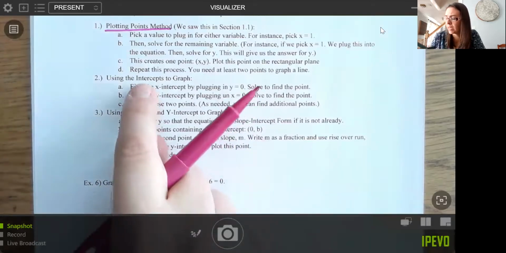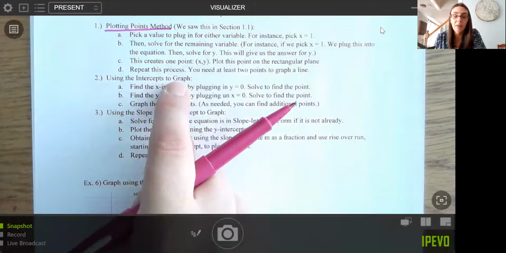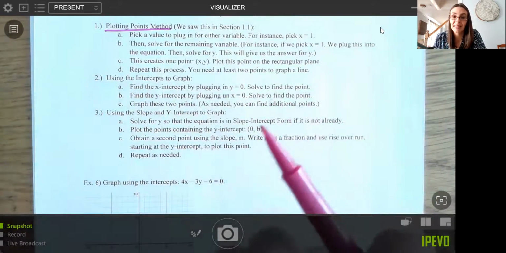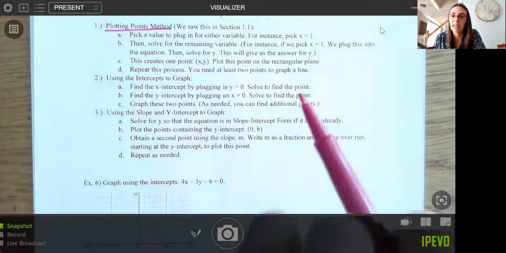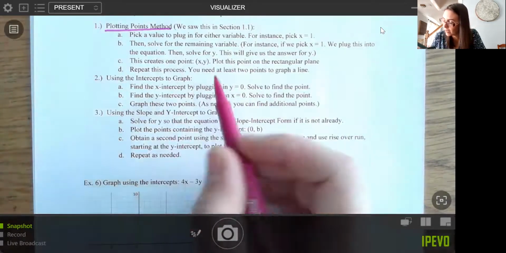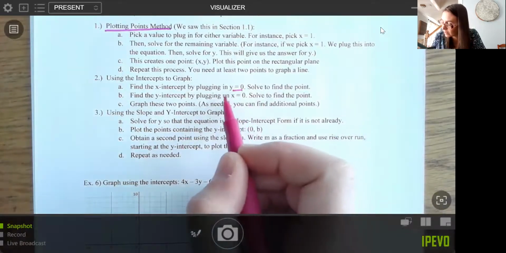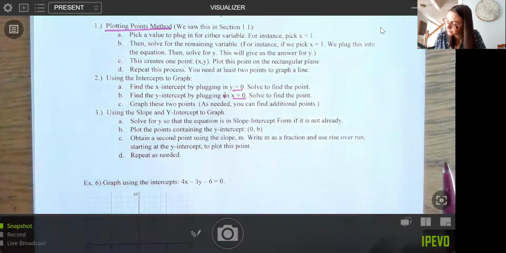The intercepts method is actually very similar to plotting points. It's just that instead of picking any value you want to plug in, we're going to pick the zeros. So we want to find specifically the x-intercept and the y-intercept. We find the x-intercept by plugging in y equals 0 and solving. Then we find the y-intercept by plugging in x equals 0 and solving. Then we'll graph these 2 points.